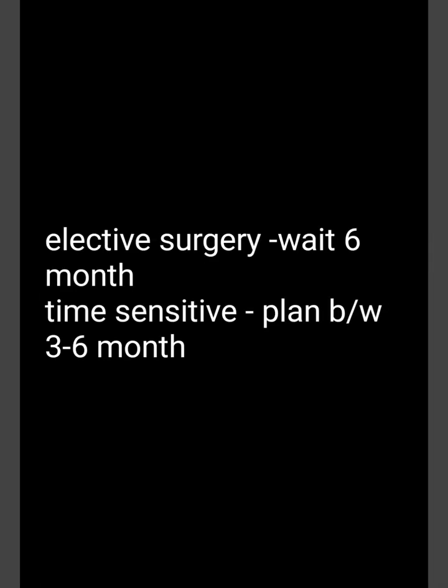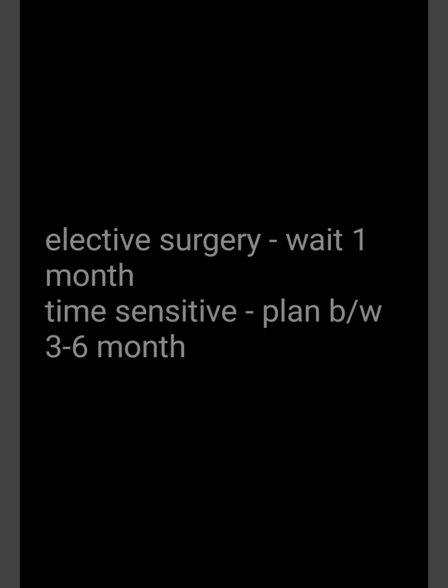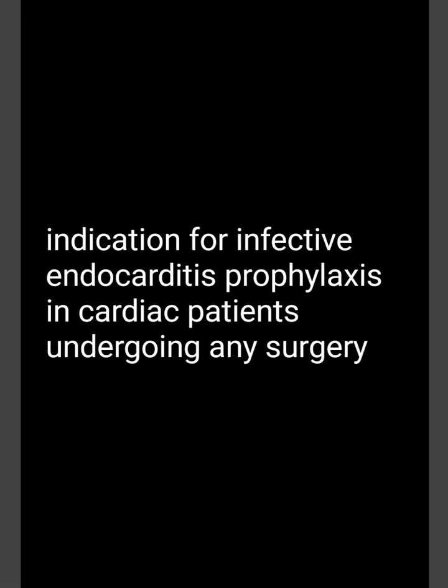AHA guidelines for surgery in patient with drug-eluting stent. Elective surgery: wait 6 months. Time sensitive: plan B, wait 3 to 6 months. AHA guidelines for surgery in patient with bare metal stent. Elective surgery: wait 1 month. Time sensitive: plan B, wait 3 to 6 months.